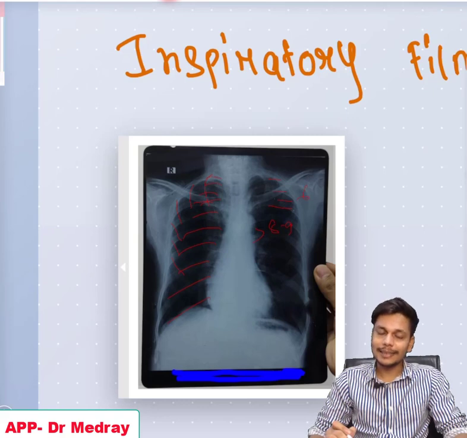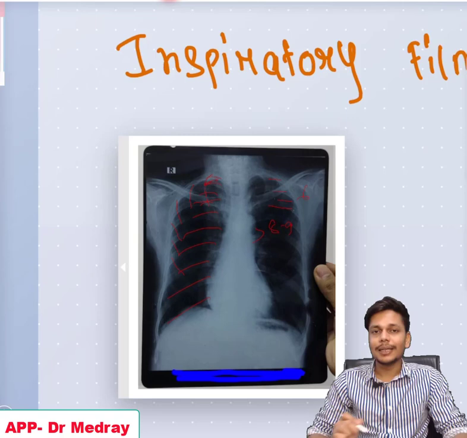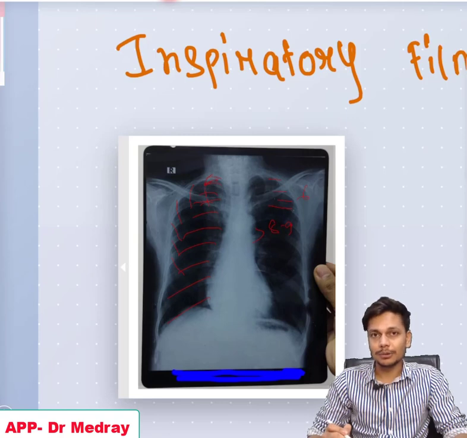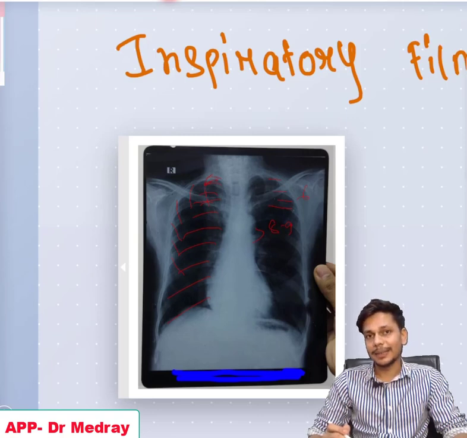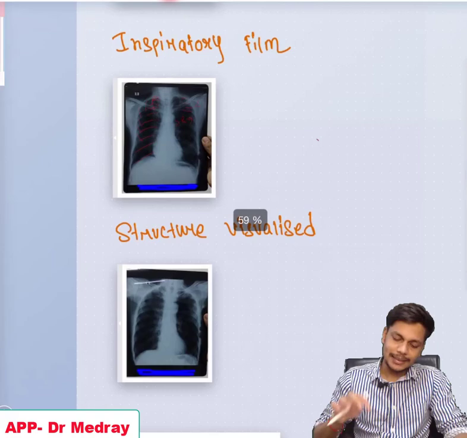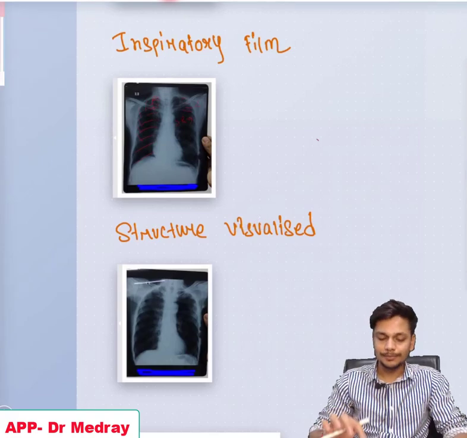But how will you know that the X-ray is an inspiratory film? If you see the anterior ribs, more than 6 should be visible, and more than 8 to 9 posterior ribs should be visible, to say that the X-ray is an inspiratory film. If it is less, then it is an expiratory film, or the patient has a poor inspiratory effort.